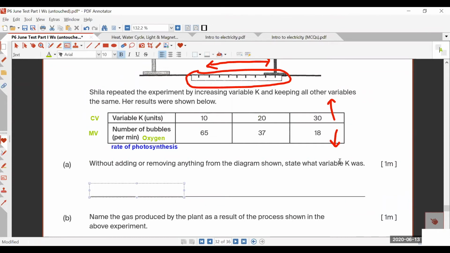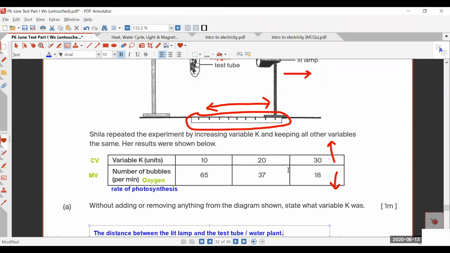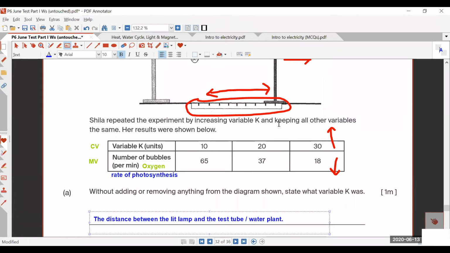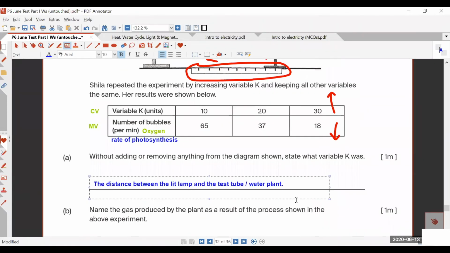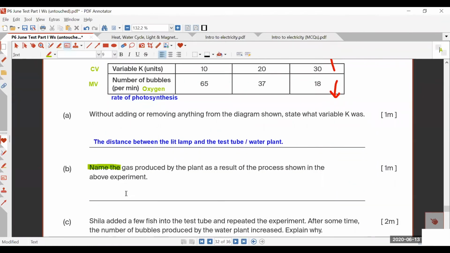So what's variable K? Just tell me the distance between, using the words in the question, the LED lamp and the test tube. You want to say the distance between the LED lamp and the water plant? Can, sure. Okay, it's the same thing, but the water plant is in the test tube, so I just use test tube. You want to use water plant also can, you'll get it correct. So if you got this answer, you will get 1 mark. Anybody got a different answer? No, right? Okay. Now, we have the name of the gas produced, of course. It's my oxygen. That's all. If you get oxygen, you get 1 mark also.